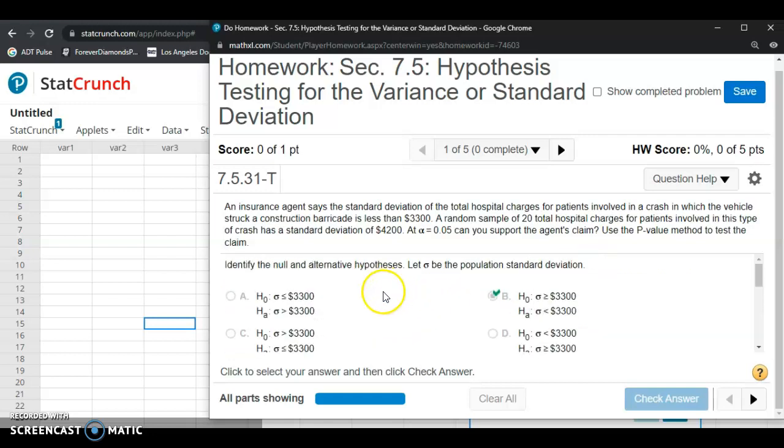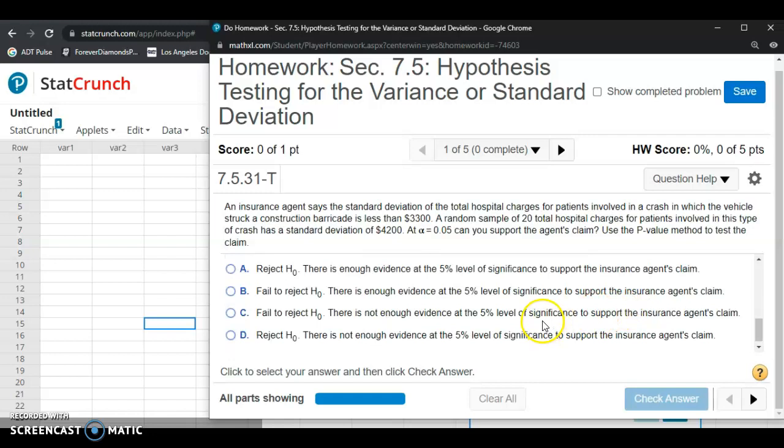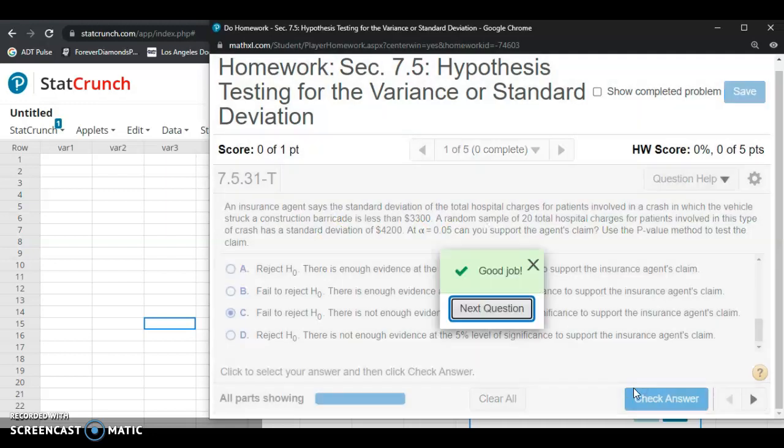The claim is given in the alternative hypothesis: the insurance agent believes that the standard deviation of these hospital charges is less than 3,300. That's the alternative hypothesis. Failing to reject the null means that there's not enough evidence to support the insurance agent's claim. So it looks like answer choice C. But read these answer choices carefully on your own. All right, so we've correctly completed question 1.